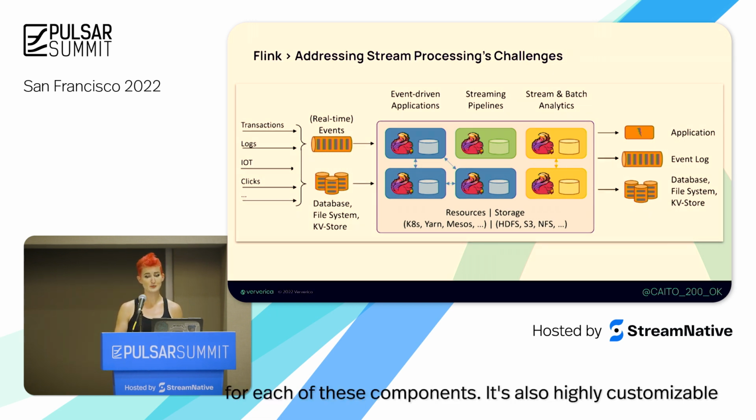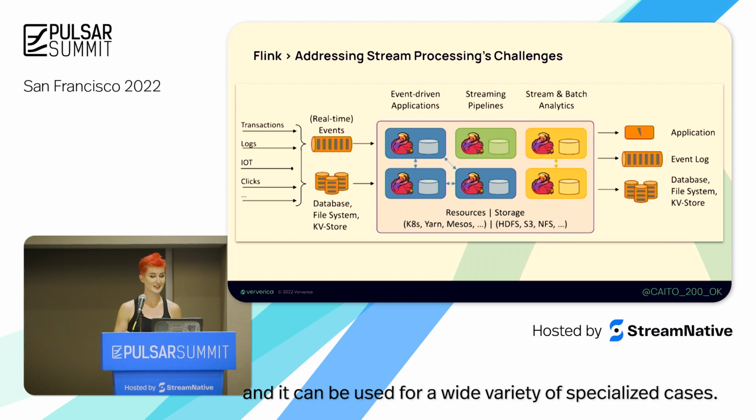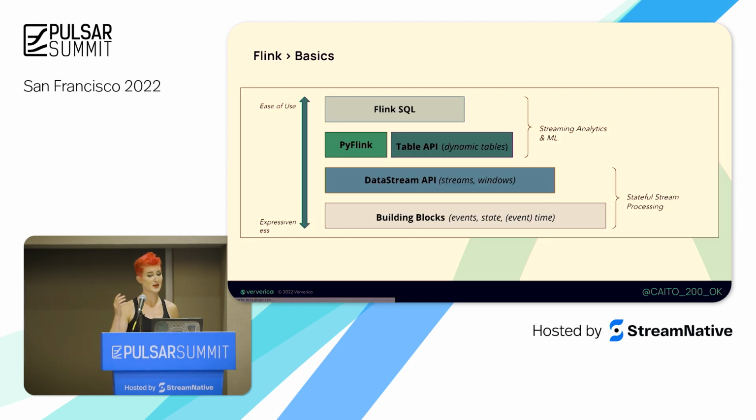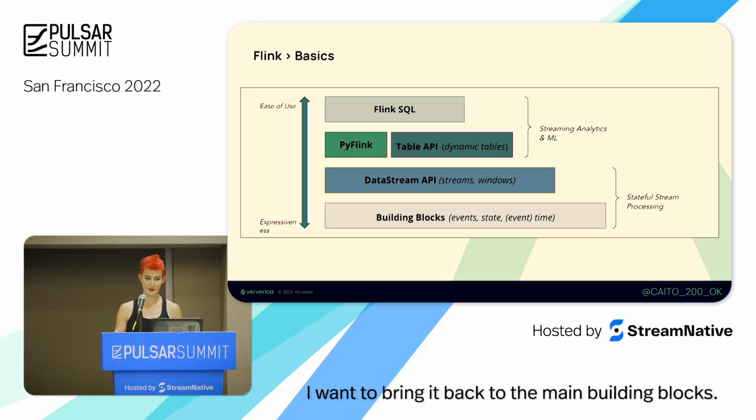It's also highly customizable, and it can be used for a wide variety of specialized cases. The most common use cases are data pipelines, but it's especially used for fraud and anomaly detection, where you want to have as precise data as possible while also being as near real time as possible. And things that often require a lot of complex transformations and doing those transformations quickly. There's so much more in there. There's 10 more slides I could go on, but I want to make sure we have time for the demos. So in the interest of time, I want to bring it back to the main building blocks.